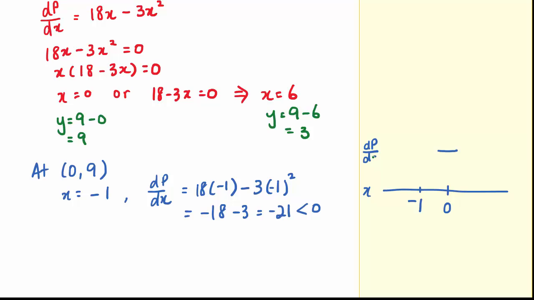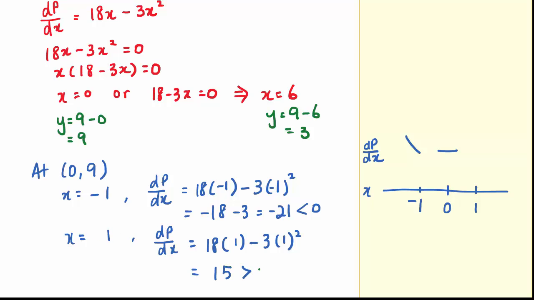So let's put this as dp/dx. At x equals negative 1, dp/dx is negative, so we have a negative slope. So we can draw a slope that's coming down. Let's test points that are on the right of the stationary point 0. When x equals 1, dp/dx will equal 15, and this is bigger than 0. So it's a positive slope, so we have a slope that is going up. So we can see that at (0, 9), this is actually a minimum point.